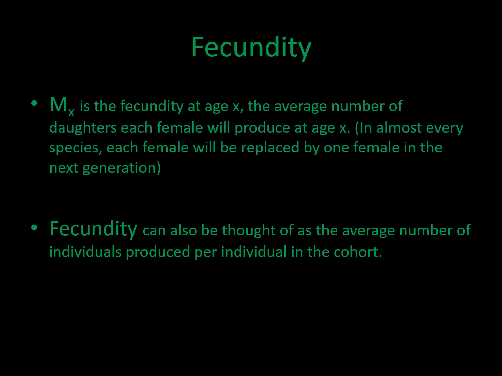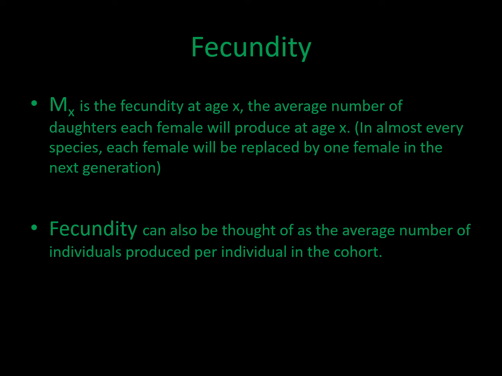So that's survivorship. The next piece of this is fecundity. And I know if you read in the book, they talk about fecundity as F, symbolized by F. But in the real world of ecology, it's always been M. And M sub x would then be the fecundity at age x. And it's my personal belief that M is associated with maternal. So the average number of daughters each female will produce at age x. And that's because in almost every species, each female is replaced by one female in the next generation. And this is pretty much universal.